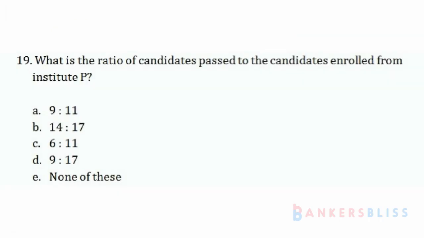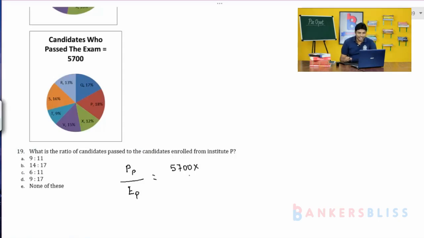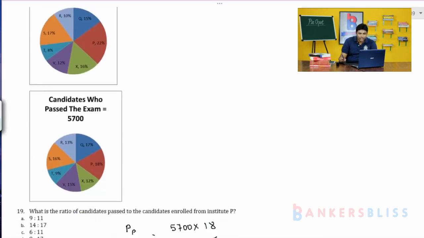What is the ratio of candidates passed to the candidates enrolled from Institute P? So P we have to calculate. What they are asking is the ratio of passed from Institute P to the enrolled from Institute P. So what is the total number of students who have passed? That is 5700. So 5700 into, what is the percentage of P? P percentage is 18%. So 18% has to be calculated on 5700, divided by the number of candidates who have enrolled, that is 8550, P 22%.